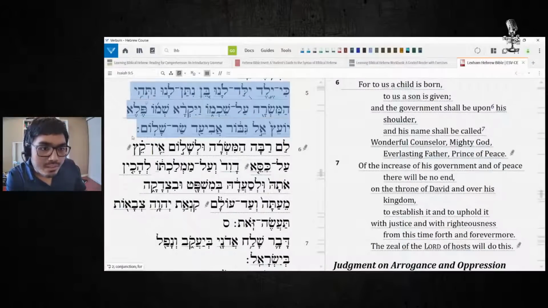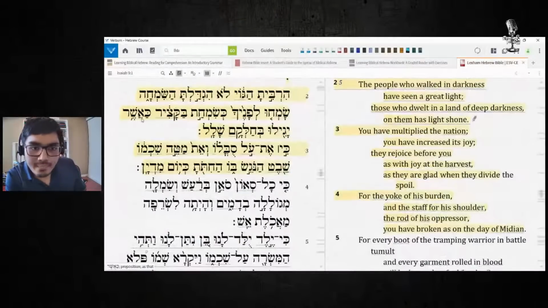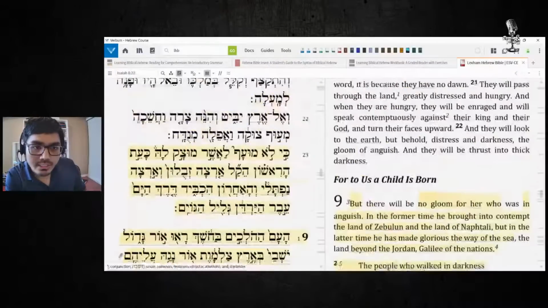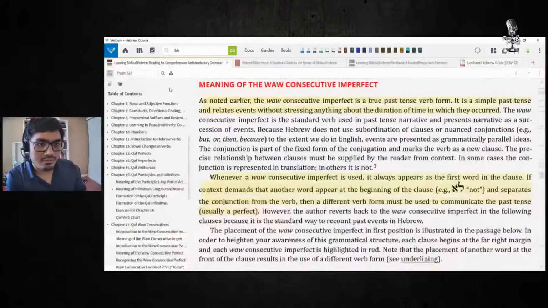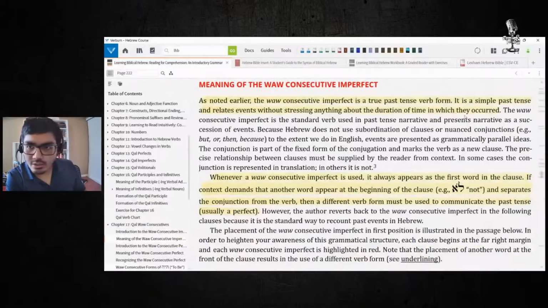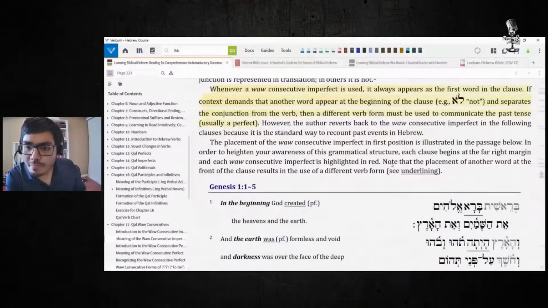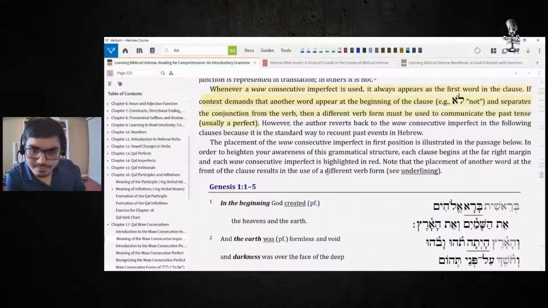Actually, these are not vayiktol forms. Let me find a good example of it. Because in prophetic text, sometimes the vayiktol and the vekatal are used differently from how they're used in a historical text. I can't find a good example right now, so we'll skip that for now.